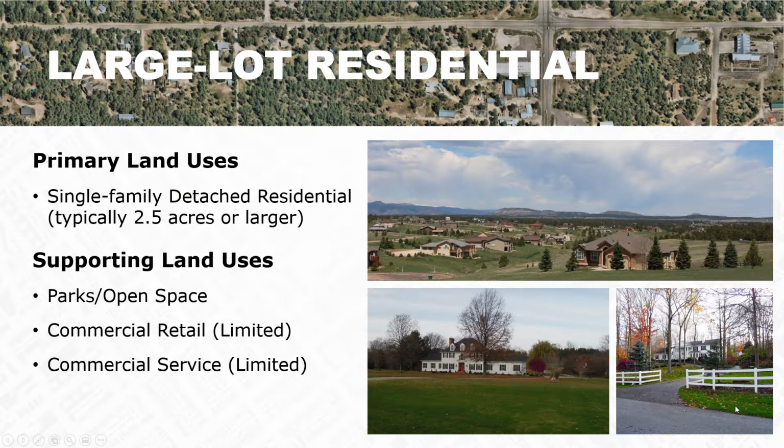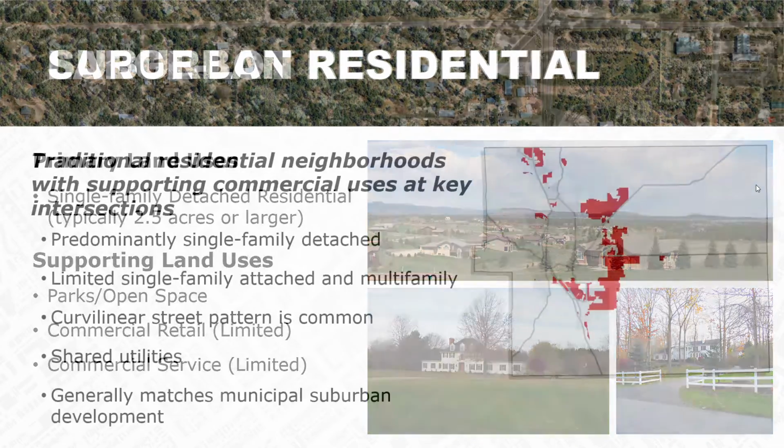The primary land uses in these areas are single-family detached residential, typically on lots 2.5 acres or larger. Supporting land uses that you may see in these areas include parks and open space, limited commercial, like maybe a small service type of use serving the area at a key intersection, or commercial service uses, very limited, but you may see them in the outskirts of these areas to support some of these residential areas. But again, the photographs give you a good sense of what these areas are like.